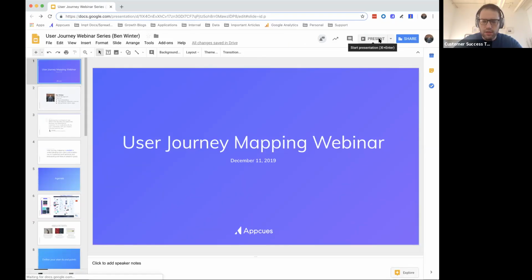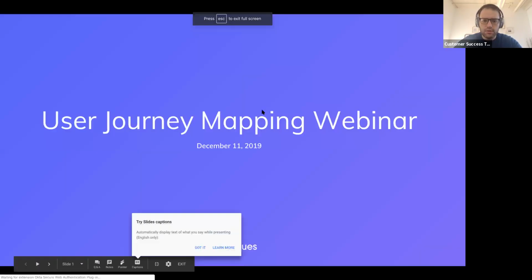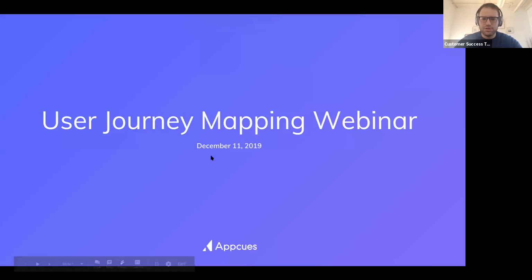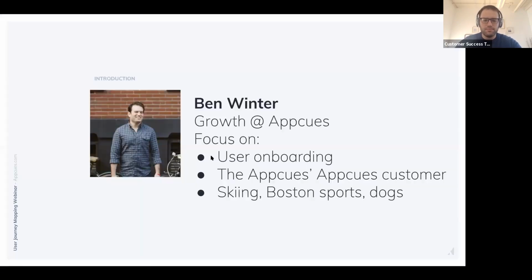There we go. So this is the user journey mapping webinar. As I said, my name is Ben Winter. I focus on growth. Just a little bit about me. I love skiing, Boston sports, born and raised here, which is where our headquarters are, and I love dogs. So if anyone has any great dog pictures to send later, please send them my way.